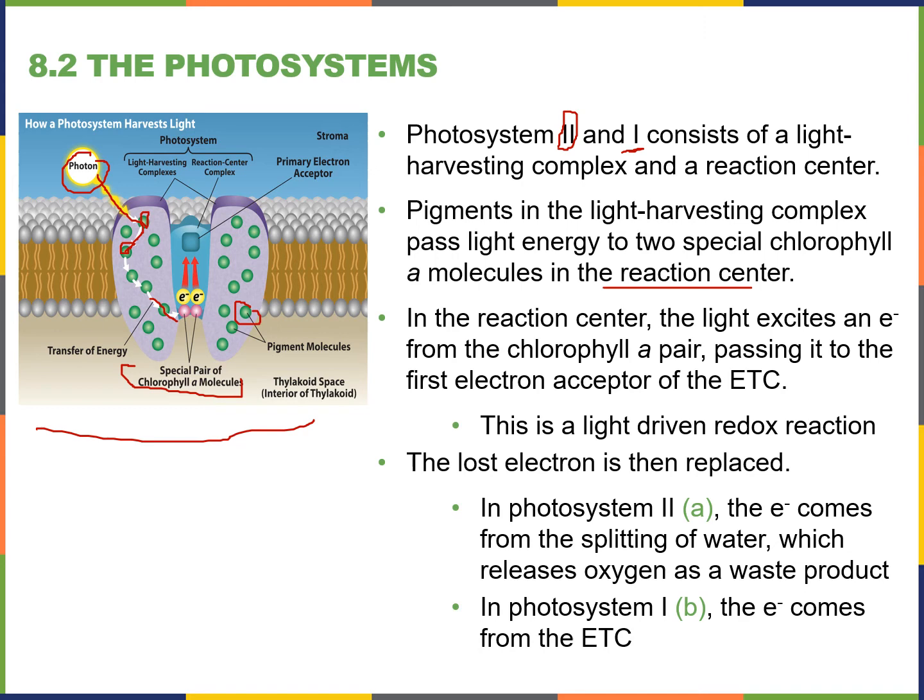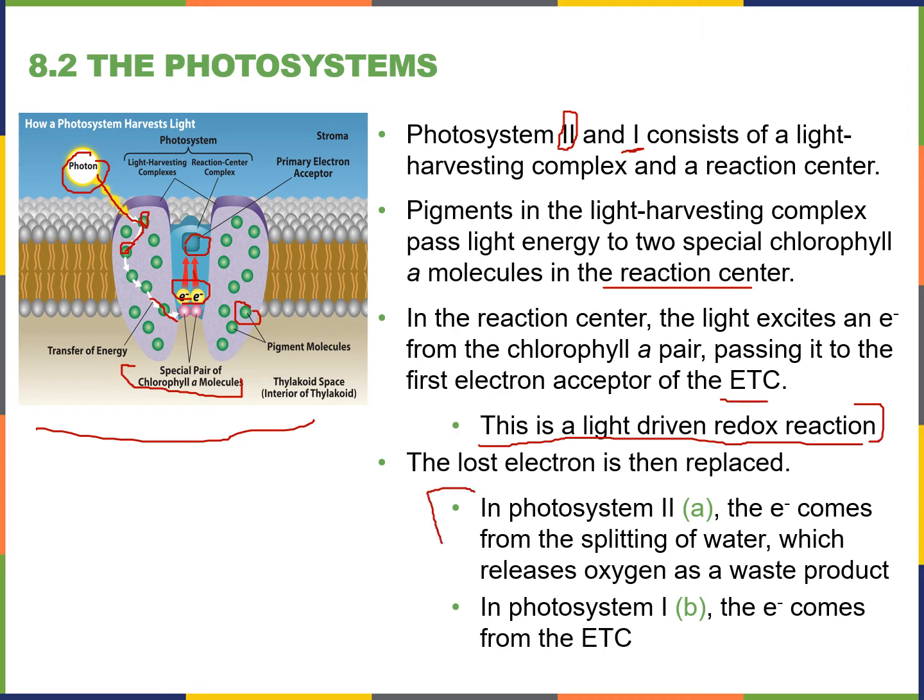And then what's going to happen in the reaction center is the light is going to excite electrons from the chlorophyll A pair, and those are going to be passed on to the first electron acceptor of the electron transport chain. So right here, the electrons are going to be excited, and then they're going to pass on the energy to the first electron acceptor, that's depicted right there, of the electron transport chain. This is a light-driven redox reaction. So remember, review your redox reactions. What does that mean? The lost electron is going to be replaced.